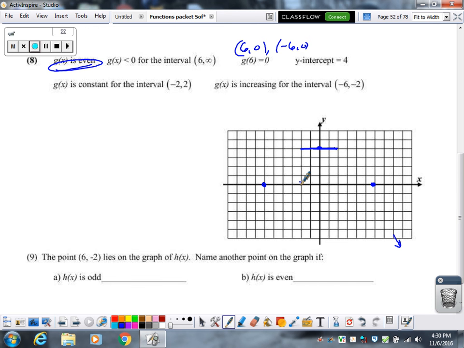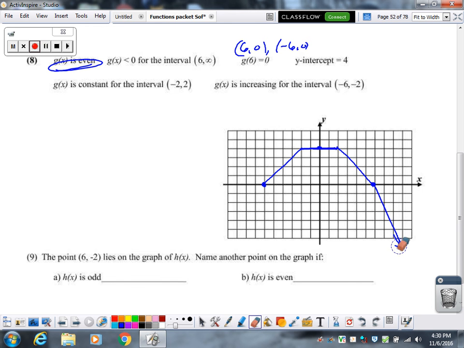Last thing that is given to us, g of x is increasing for the interval from -6 to -2. So from -6 to -2, it's increasing. Now I have to fill in the blanks here. Knowing that it's even, this left side here, from -6 to 0, has to be reflected, so that means from 2 to 6 it's going to be decreasing. This is a reflection. We were told that it is negative, it's below the x-axis from 6 to infinity, so it's going down.